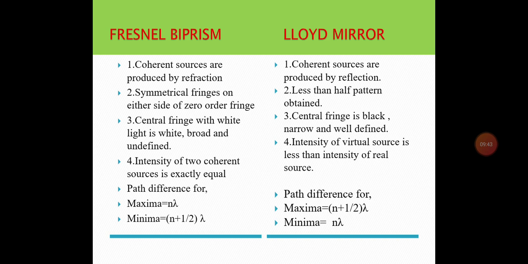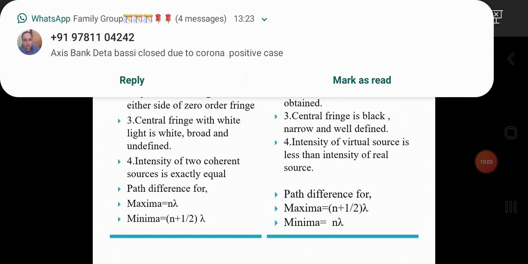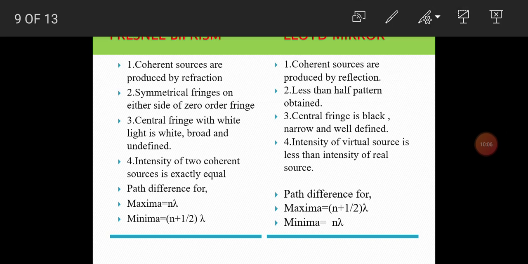In the Fresnel biprism, the central fringe with white light is white, broad and undefined, and in the Lloyd mirror, the central fringe will be black, narrow and well defined. In the Fresnel biprism case, the intensity of the two coherent sources which we are using will be exactly equal. However, in the case of the Lloyd mirror, the intensity of the virtual source is less than the intensity of the real source.